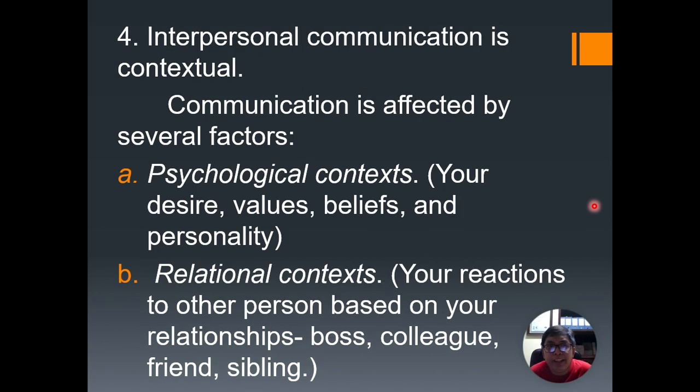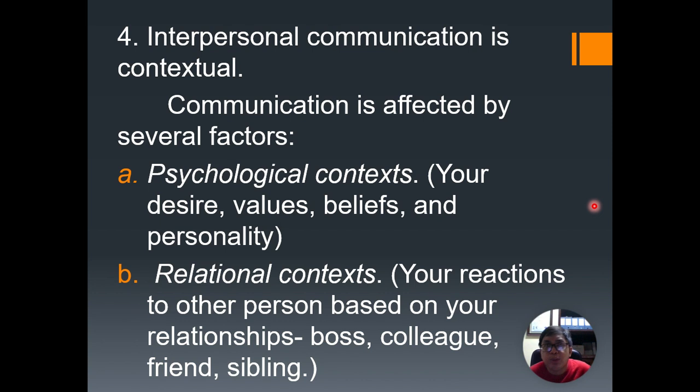Number four, interpersonal communication is contextual, whereas communication is affected by several factors. One, we have the psychological contexts: your desires, values, beliefs, and personality. Everything that is happening inside of you can be referred to as a psychological context. Your relational contexts would be your reactions to another person based on your relationship. Could be your boss, your colleague, your friend, or sibling, right?